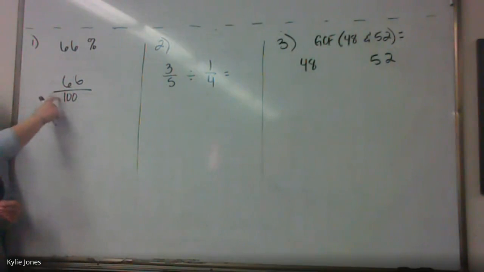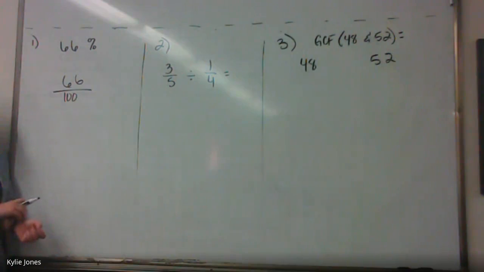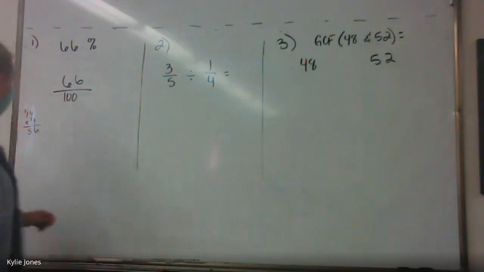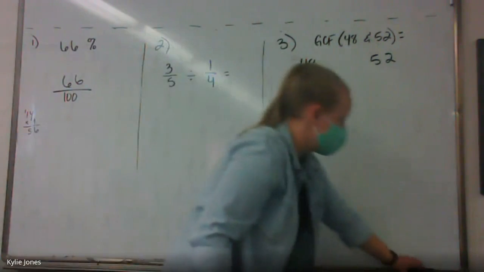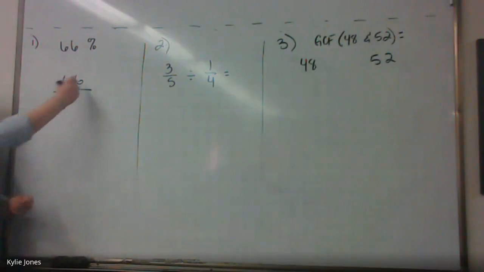What number goes into 66 and 100? 4. I think 4 can. 4 and 14, right? I don't think 4 can. You said 4 times 14? That's 56, not 66. So 4 won't go into 66, but 2 does. I heard 2 a lot.